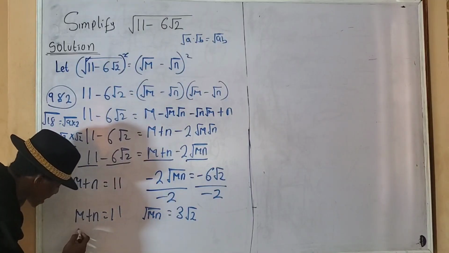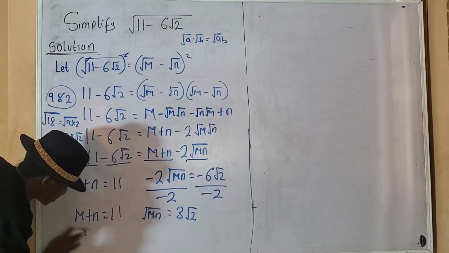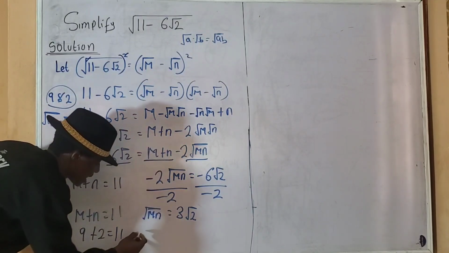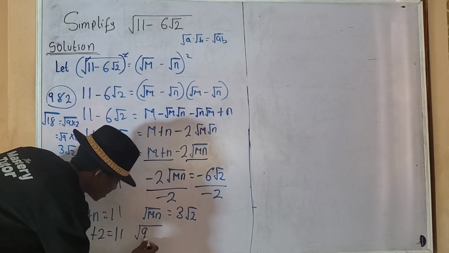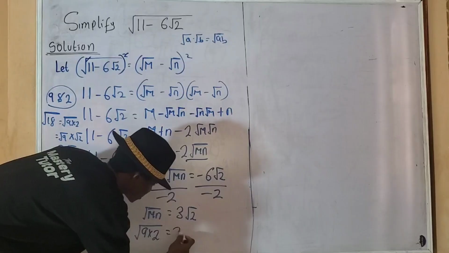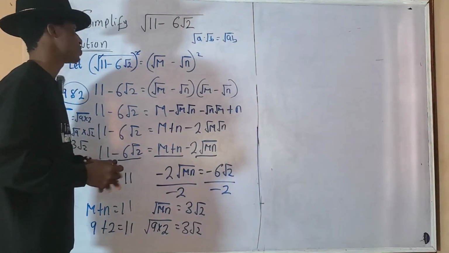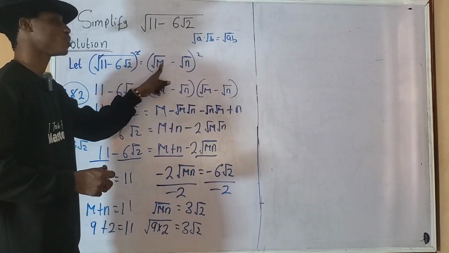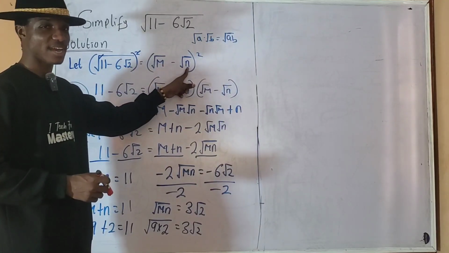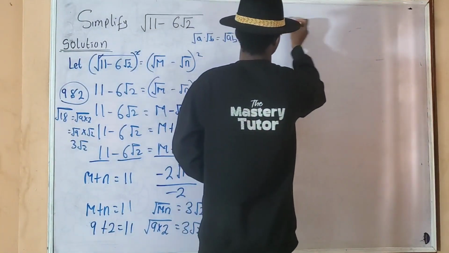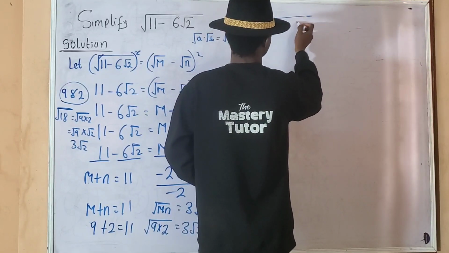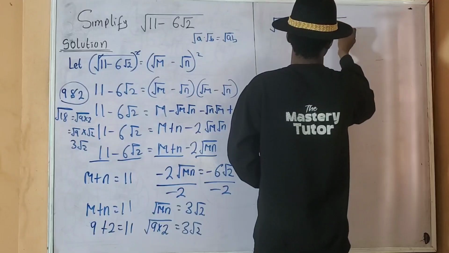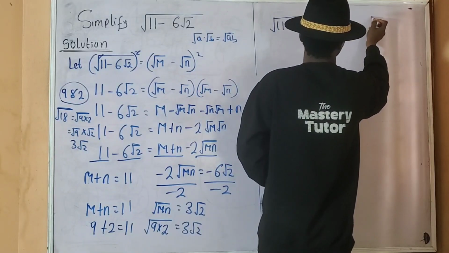So here, m, okay, let's replace it. 9 plus 2 equals 11, and then square root of 9 multiplied by 2 will give me what? 3 root 2. Now, do not forget that we said let root 11 minus 6 root 2 equal root m minus root n, right? So I'm going to have root 11 minus 6 root 2 equals root m minus root n.